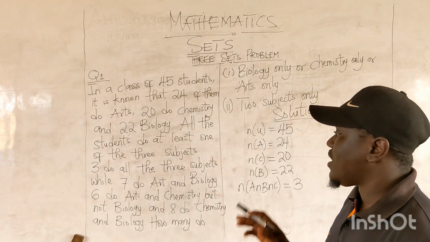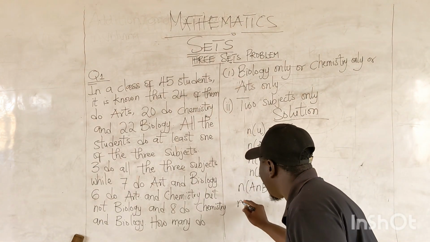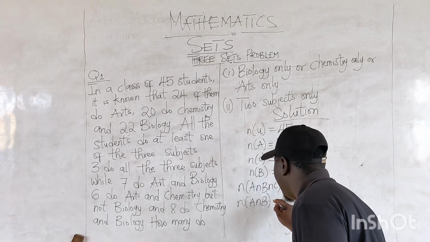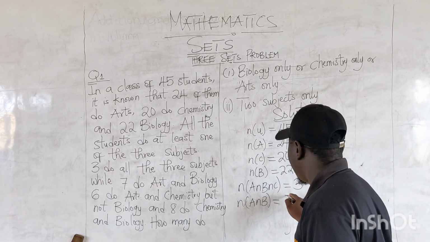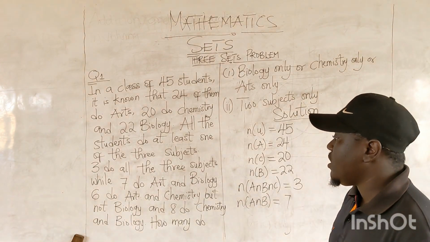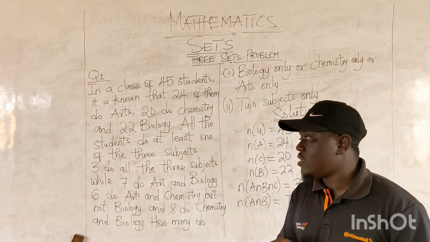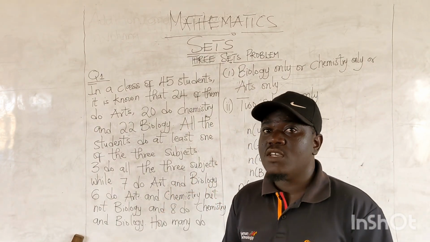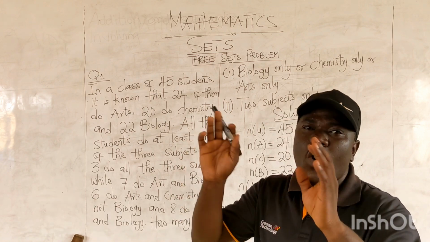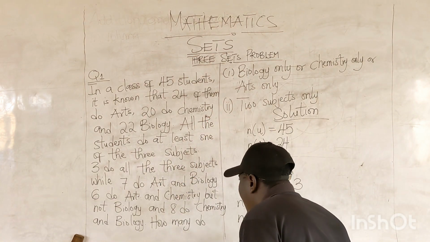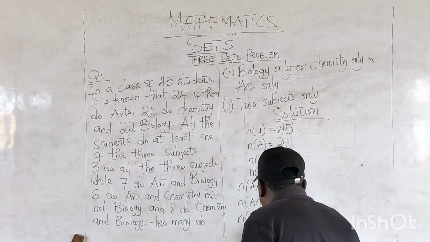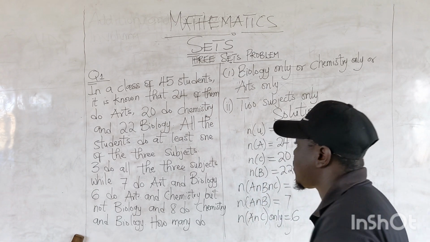While 7 do arts and biology. So our number of A intersection B, arts intersection biology, is 7. 6 do arts and chemistry, but not biology. So in other words, we are talking about those that do arts and chemistry only. So the number that do arts intersection chemistry only is equal to 6.